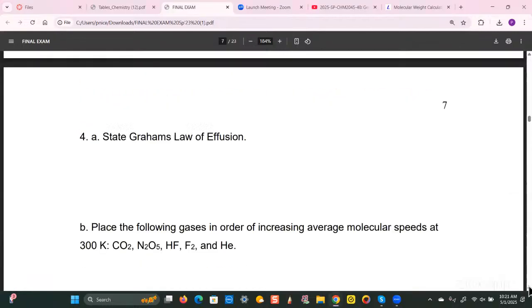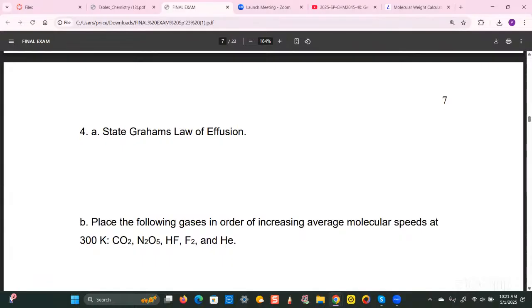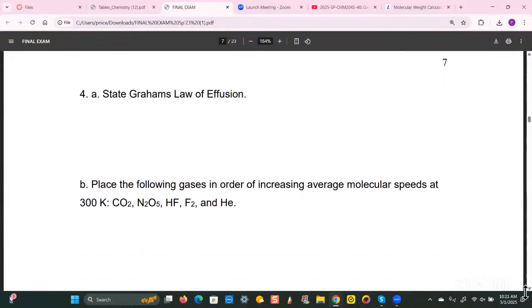Oh, okay, so this question says state Graham's law of diffusion. Can anybody tell me in your own words, what is Graham's law of diffusion? And that includes you guys out there on Zoom. Feel free to chip in. What is Graham's law of effusion?